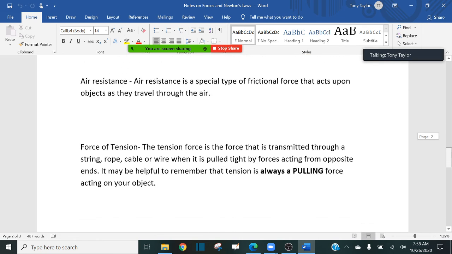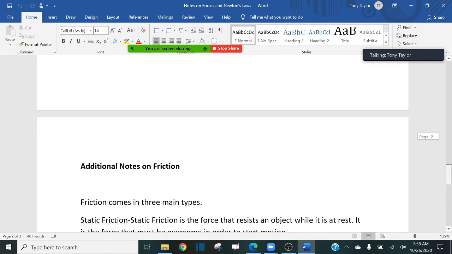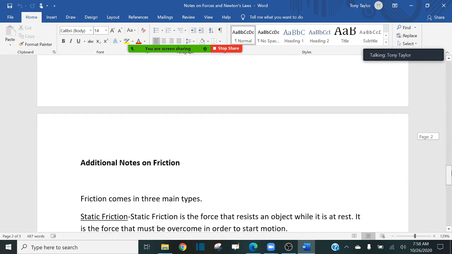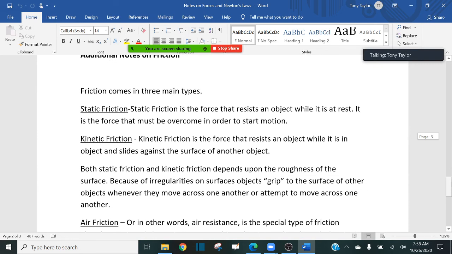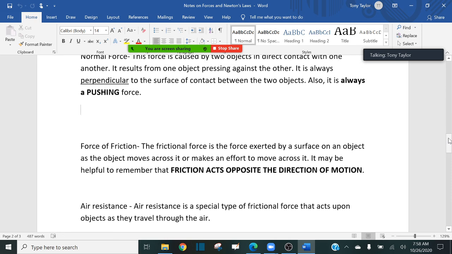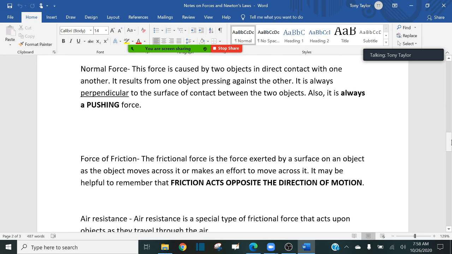All right, guys, we're going to explain about 3 more forces, and then I'm going to touch on the various types of friction, and then we'll be done for the day. This should take hopefully no more than another 10 or 15 minutes. So guys, bear with me.